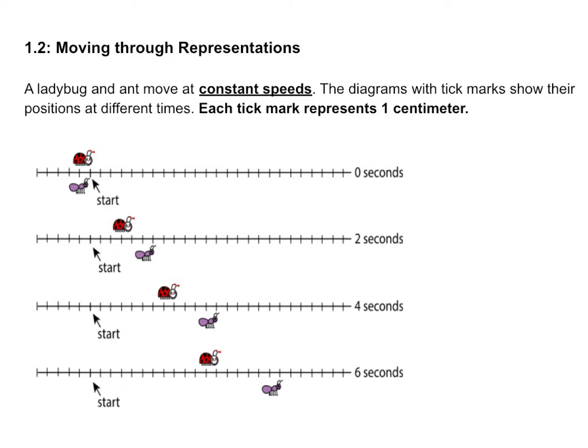Let's take a look. Here we have a ladybug and an ant moving at constant speeds. The diagram with the tick mark shows their positions at different times, and each tick mark represents 1 centimeter. The ladybug and the ant are starting at 0, and that is no time going by. After 2 seconds, you can see that the ant takes the lead. After 4 seconds, the ant is even further out front of the ladybug. And at 6 seconds, you can see the ant and the ladybug in their positions.